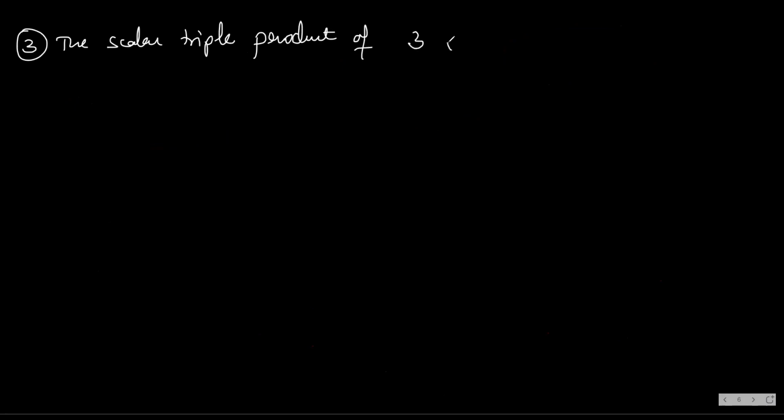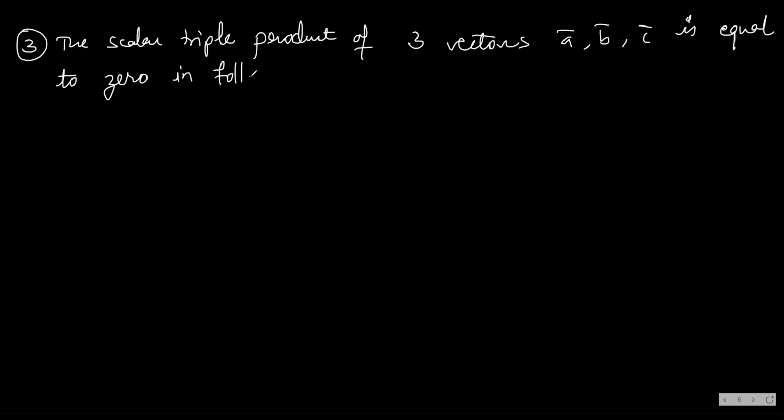Now we go for property number 3. See, the scalar triple product of 3 vectors A bar, B bar, C bar is equal to 0 in following cases. So let's do it first. See here.